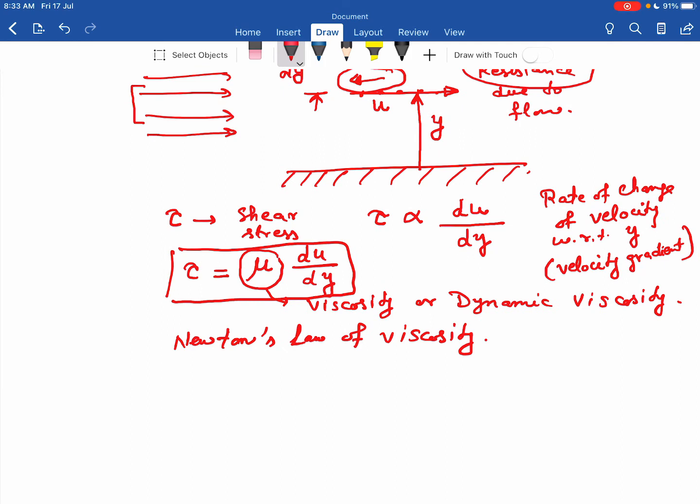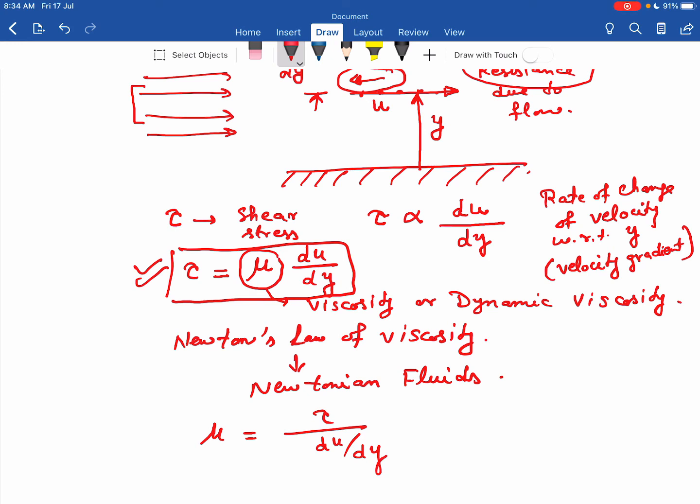As we earlier studied, the fluids which obey Newton's law of viscosity, we call Newtonian fluids. Now next we try to define the term mu, the viscosity. From this relation, you can write mu is equal to tau divided by du by dy.